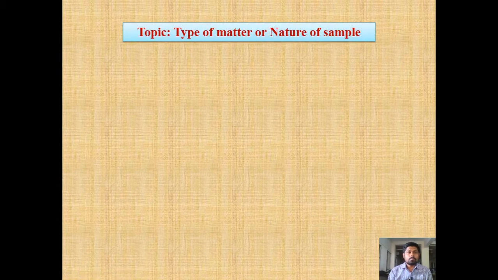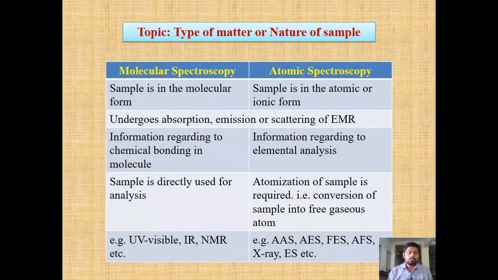So the type of matter or nature of sample. On the basis of nature of sample, spectroscopy is classified into two parts, molecular spectroscopy as well as atomic spectroscopy. If your sample is in the molecular form, then the technique is called molecular spectroscopy. But if your sample is in atomic form or ionic form, then it is known as the atomic spectroscopic technique.